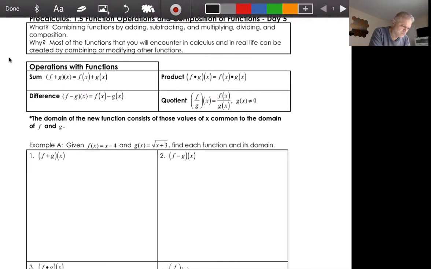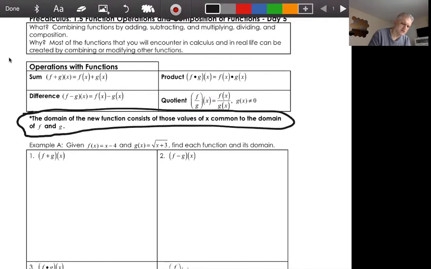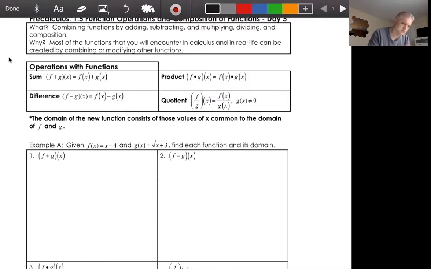All right. So this little piece here says that the domain of my new function, so what new function? Well, if I say f plus g of x, then f plus g is my new function. If I say f times g, that's my new function. So whatever my new function is, it consists of those values of x that are common to the domains of both f and g. So it has to be a value that works in both f of x and g of x. If it works in both, then it's in the domain of your new function, whether you added the original two or subtracted or multiplied them.